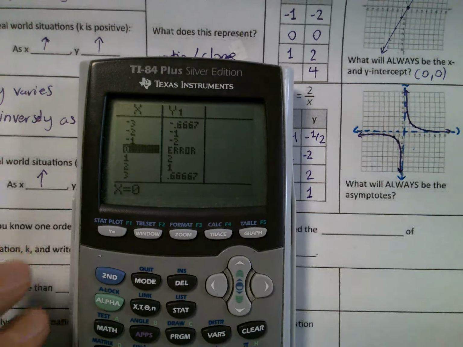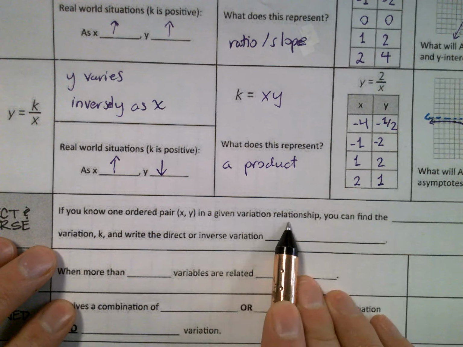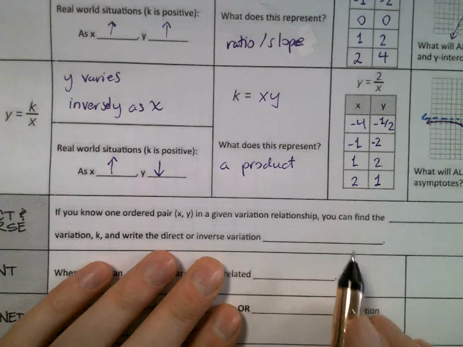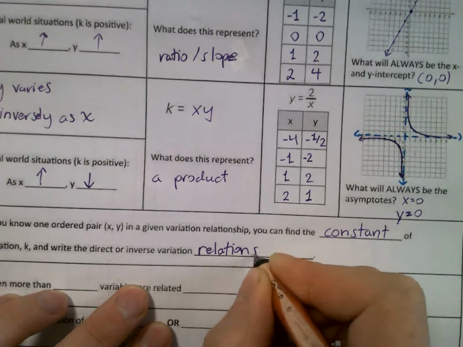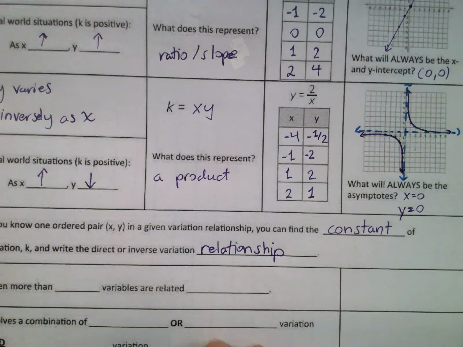Now, let's talk about direct, inverse, joint, and combined. Direct and inverse is basically just the formal write-up of the sentence of what we just did up here. So, if you know one ordered pair, x and y, in a given variation relationship, you can find the constant of the variation k and write the direct or inverse variation relationship.